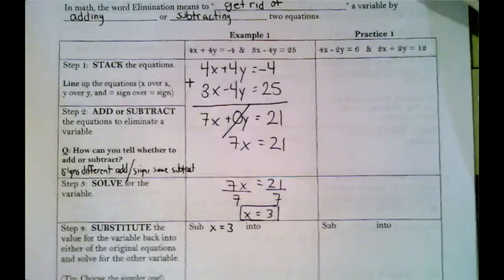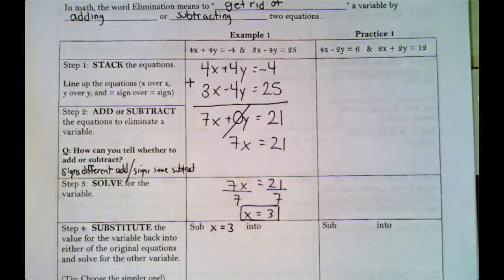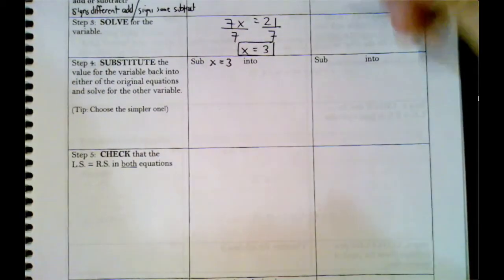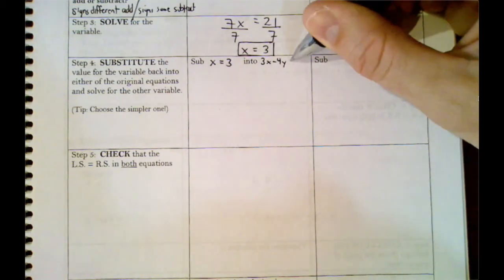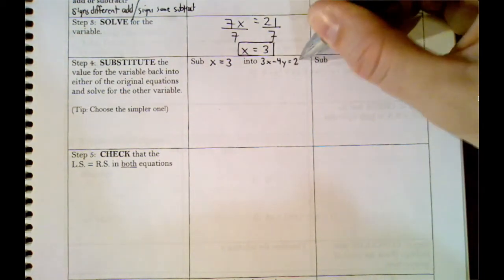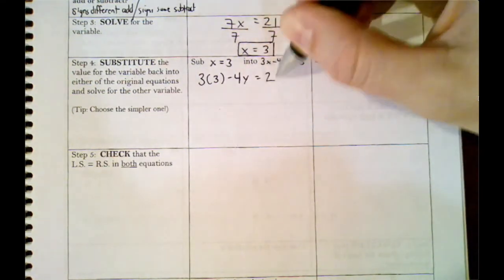So I had 2 options. I had a first equation and I had a second equation. And it doesn't matter which equation we work with. I'll just pick the second one. Our second equation was 3x minus 4y equals 25. So let's substitute. We're going to replace the x with 3. So we've got 3 times 3 minus 4y equals 25.